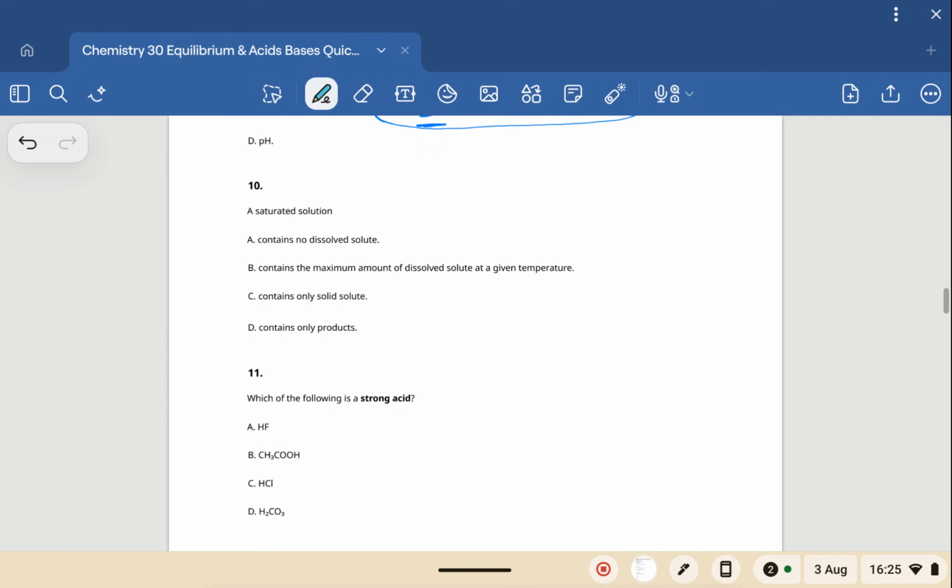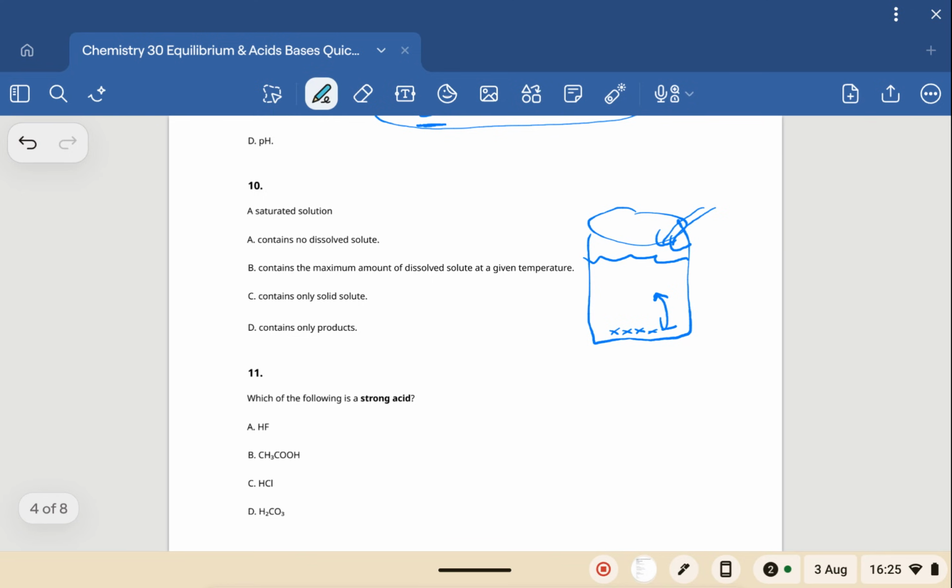Number 10, a saturated solution. If you have a saturated solution, we know that we have some sort of soluble ionic compound that we're adding in, so it's dissolving, and if it's saturated, it means you still see some crystals at the bottom, and while these crystals are dissolving, the ions will be forming the crystals. So that's what our saturated solution is.